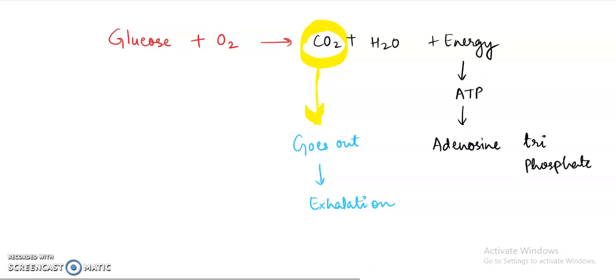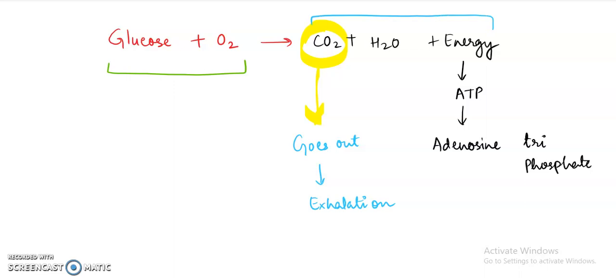So if a question comes, what are the substrates required for aerobic respiration? The substrates, marked with green color, are glucose and oxygen. What are the end products of aerobic respiration? The ones marked by the blue line are carbon dioxide, water molecules and energy. These are the end products of aerobic respiration. Whenever aerobic respiration occurs, a huge amount of energy is produced.